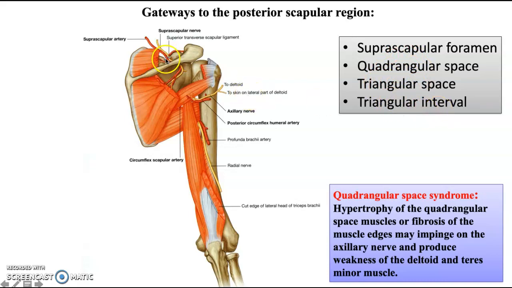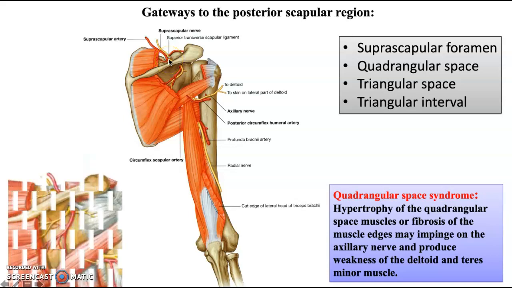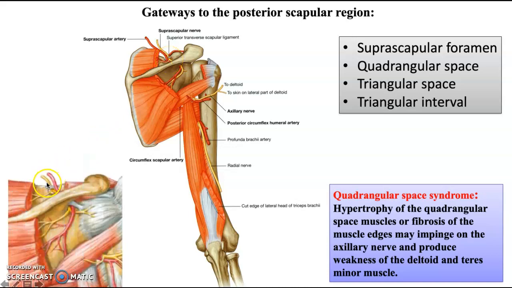Okay, now if we look at one by one, suprascapular foramen. Suprascapular foramen is formed by, do you remember we talked about the suprascapular notch? And there is a ligament running on top of it, forming a foramen here, the suprascapular foramen. If we look closely in this area, you can see this is the suprascapular notch, and this is the ligament running on top of it, forming a suprascapular foramen.